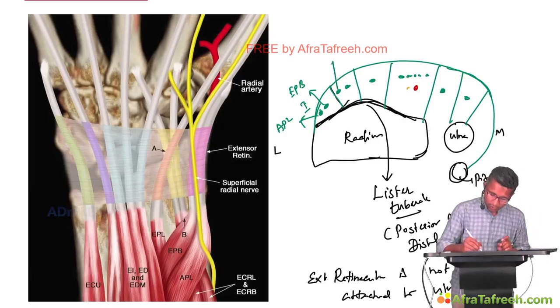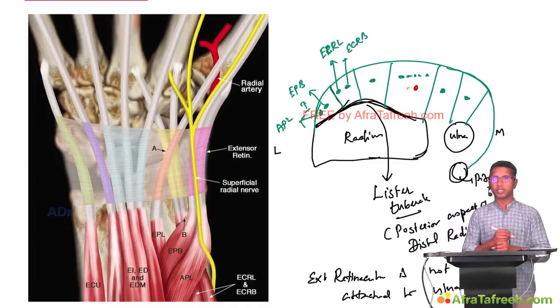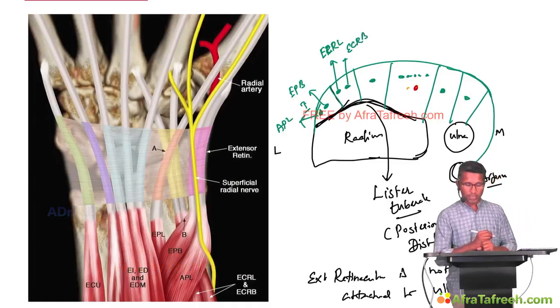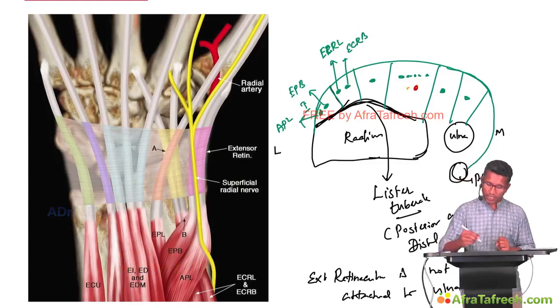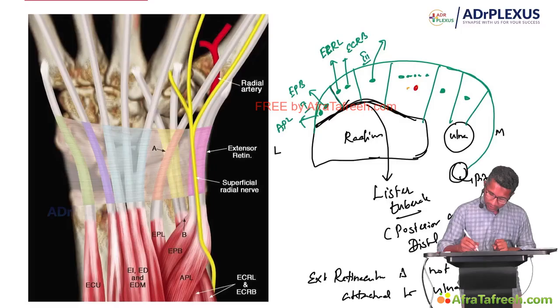The next tendons you see here are the extensor carpi radialis longus tendon and the extensor carpi radialis brevis tendon. So the next, that is the third compartment, contains the extensor pollicis longus tendon.